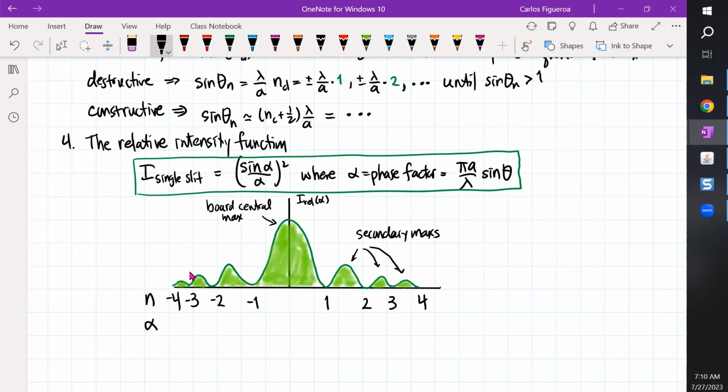Alpha is the phase factor. And here's what the phase factor tells us. It tells us that this guy does have a 0 for the phase factor. At 0, it's a maximum. But if you look at the sine of alpha, anytime alpha is a multiple of pi, sine of alpha is 0. So wherever sine of alpha is 0, then it's 0. And it turns out that every factor of pi, we get zeros.